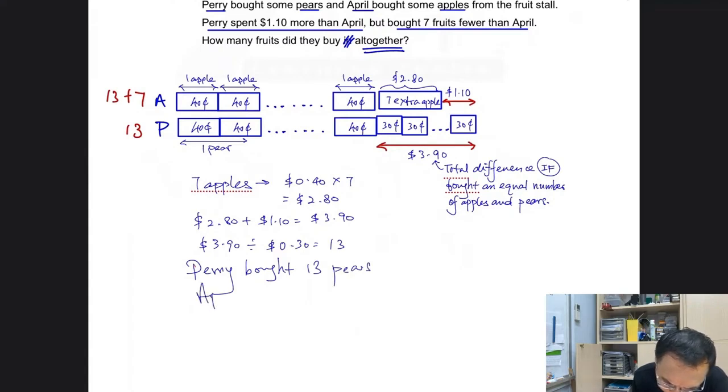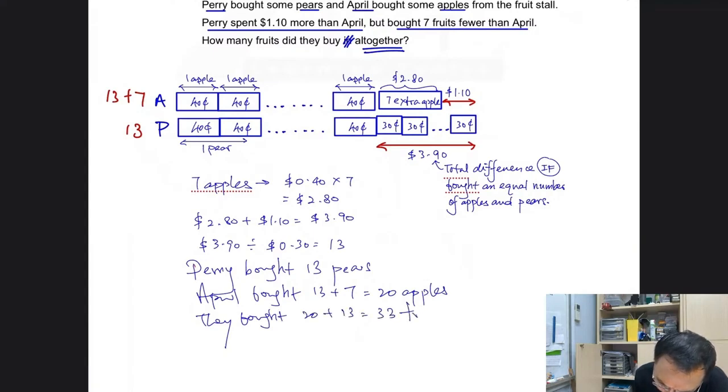and April bought 13 plus 7 equals 20 apples. Okay, and then the total, they bought 20 plus 13 equals 33 fruits altogether. So that's the answer, 33, okay? That is the one method system in action.